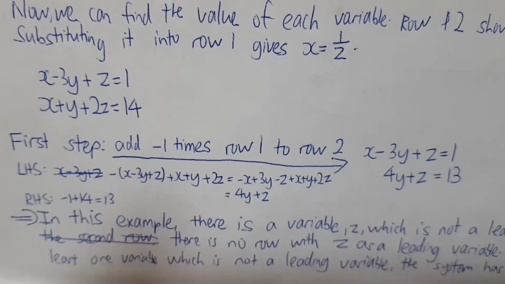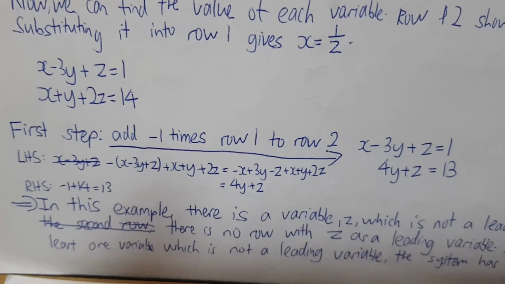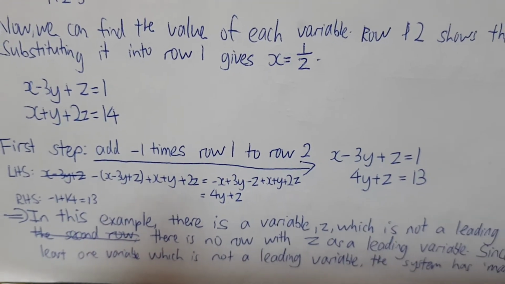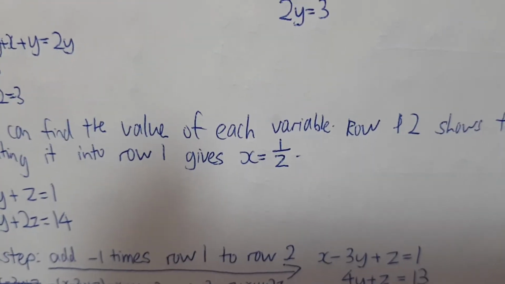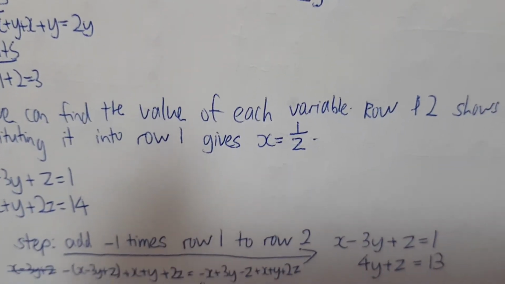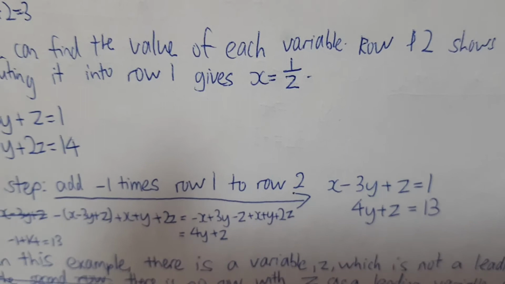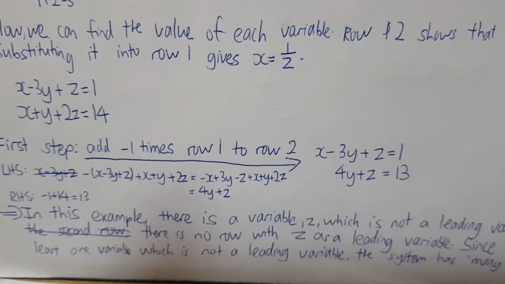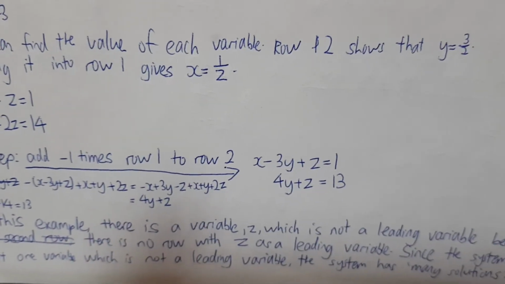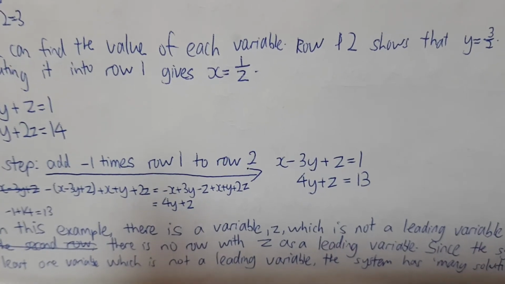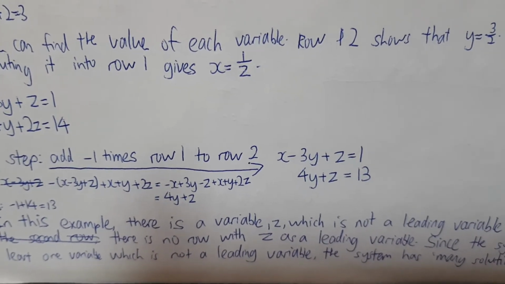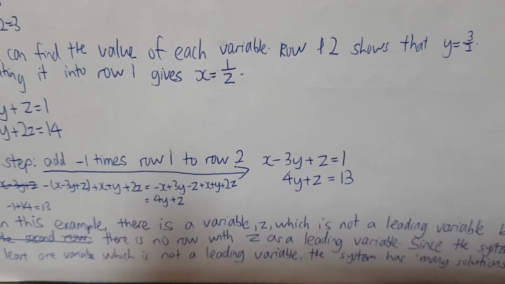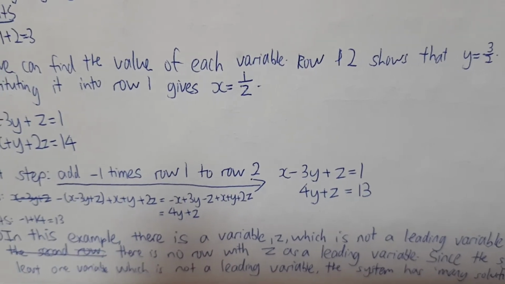Now, in this example, there is a variable which is not a leading variable, which is z. You notice for the first row, x is the leading variable, but for the second row, y is the leading variable. So z is not a leading variable. And since the system has at least one variable which is not a leading variable, in this case z, the system has many solutions.